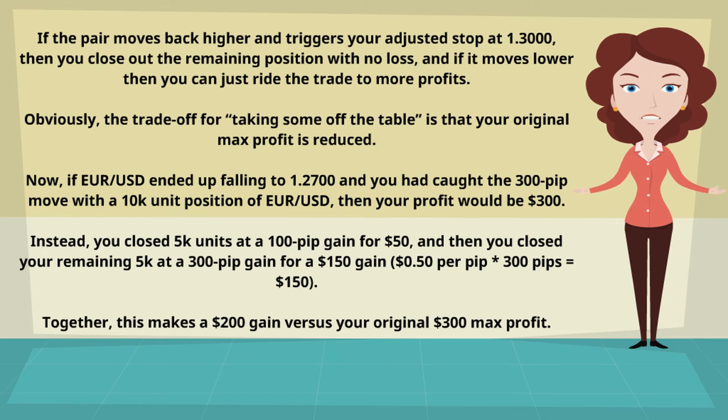Now, if euro to US dollar ended up falling to 1.2700 and you had caught the 300 pip move with a 10k unit position of euro to US dollar, then your profit would be $300. Instead, you closed 5k units at a 100 pip gain for $50, and then you closed your remaining 5k at a 300 pip gain for a $150 gain. 50 cents per pip multiplied by 300 pips equals $150. Together, this makes a $200 gain versus your original $300 max profit.